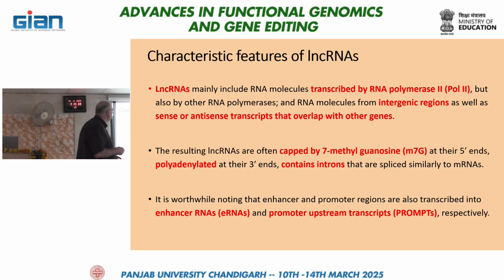Characteristic features now. First, long non-coding RNAs mainly include RNA molecules transcribed by RNA polymerase II, Pol II. Do you know that in eukaryotes you have 3 polymerases? Polymerase II, I and III. Pol II transcribes protein coding genes and, as you can see here, most of the long non-coding RNA genes. Pol III is for 5S RNA and tRNA, and Pol I is for ribosomal RNA. So you have a special function for each polymerase.